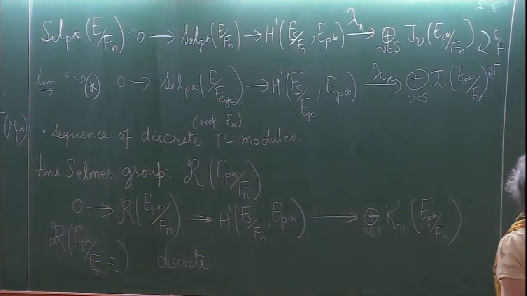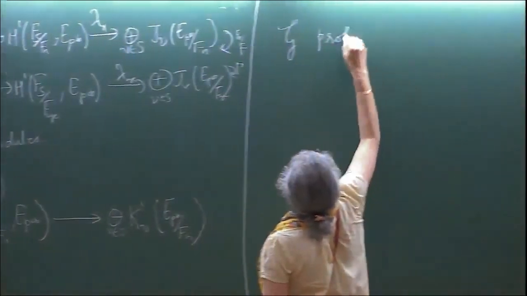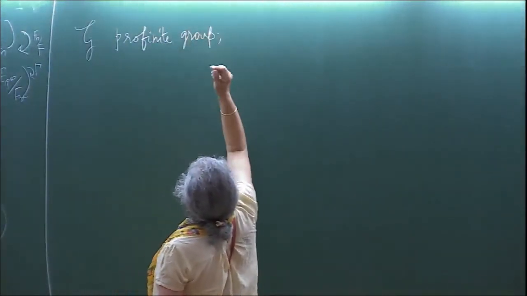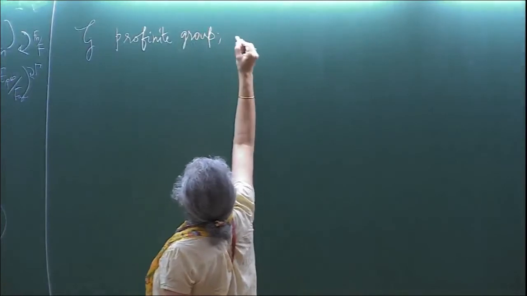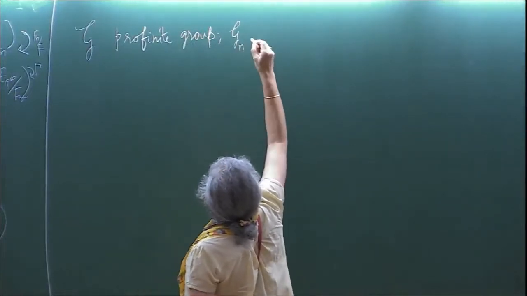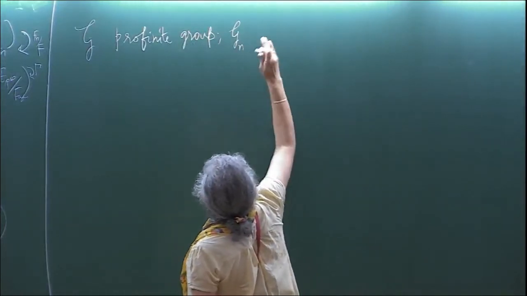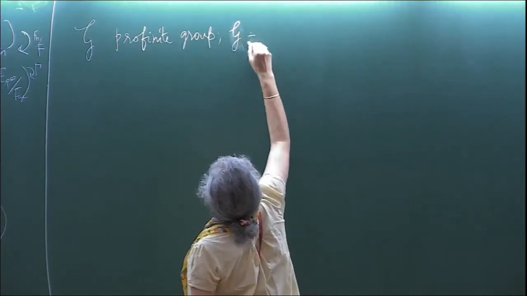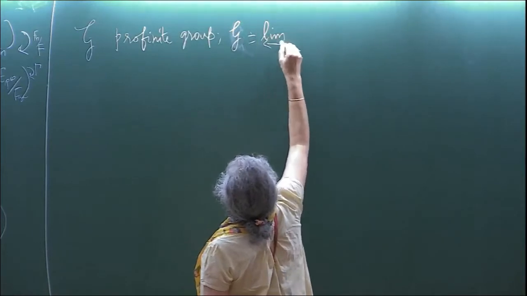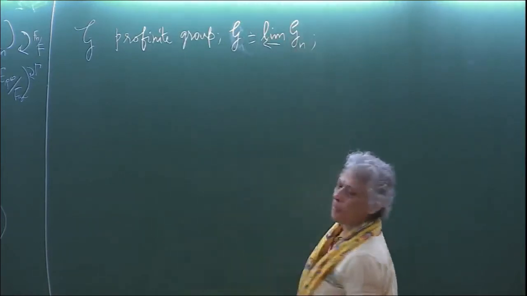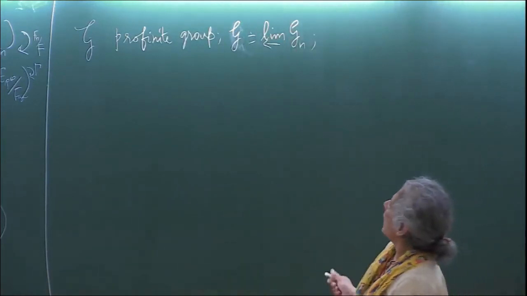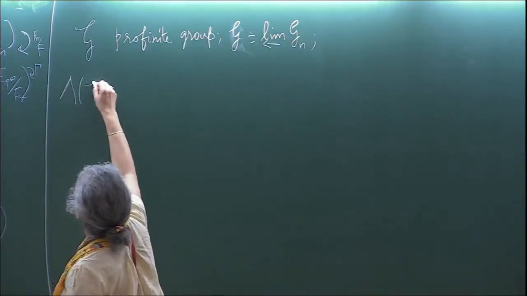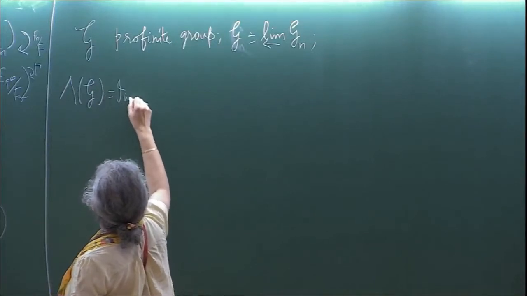So if G is any profinite group, and I take Gn, so let me write G as the inverse limit of the Gn's, okay, and the Iwasawa algebra, which I denote by lambda G, this is the Iwasawa algebra.